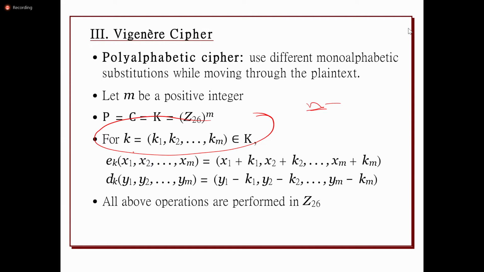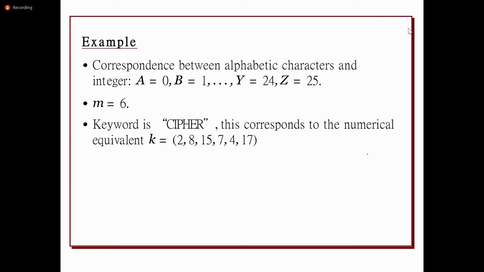So if the first block is x1, x1 is plain text, that will be encrypted with k1, and x2, block 2, will be encrypted with k2. Like that, all the blocks will be encrypted with the corresponding key. So we'll see one example. Here in this Vigenère cipher, the entire plain text should be represented with numerical values, like A is 0, B is 1, and finally Z is 25.